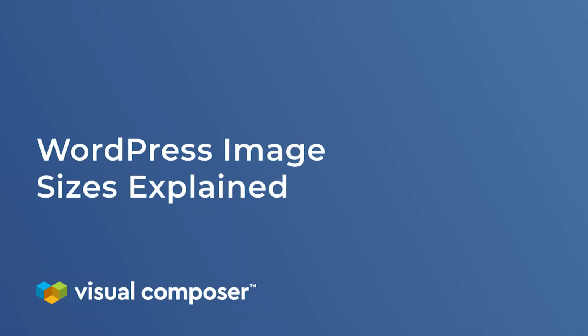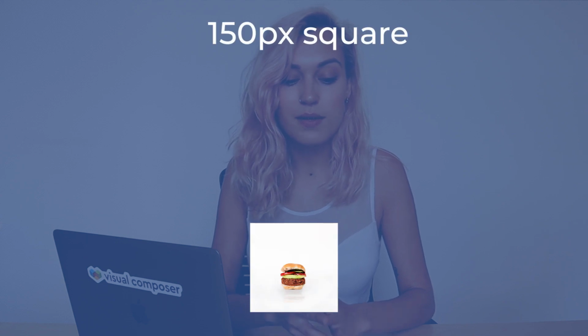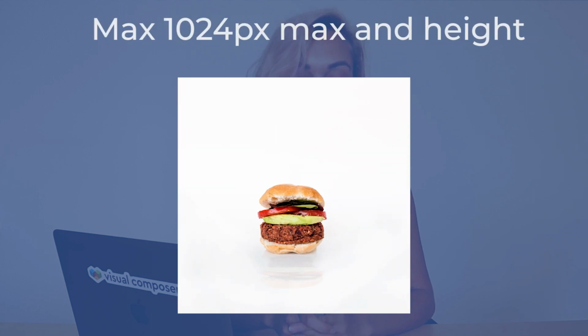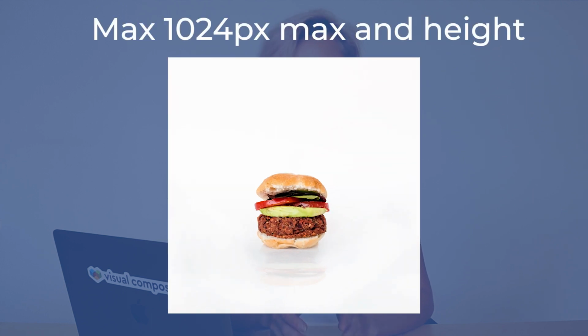So, when you upload an image to WordPress, it automatically makes 3 different versions of it in 3 sizes. And the sizes are thumbnail, medium, large. And the dimensions are predefined by WordPress. So a thumbnail size will be 150 pixels square. Medium will reach a maximum of 300 pixels width and height, and a large will be 1024 pixels max width and height. And full size will be the original size of the image that you've uploaded.